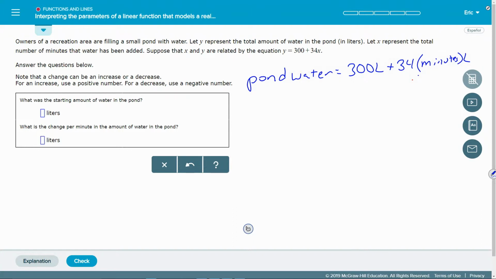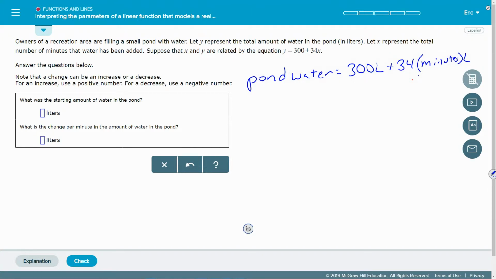What was the starting amount of water in the pond? Now before I hit that, it says note that a change can be an increase or a decrease. So for an increase, it's a positive number. For a decrease, it's a negative number. So if your weight changes, you're either gaining weight, which means you got added on weight, or you're losing weight. So what was the starting amount of water in the pond?